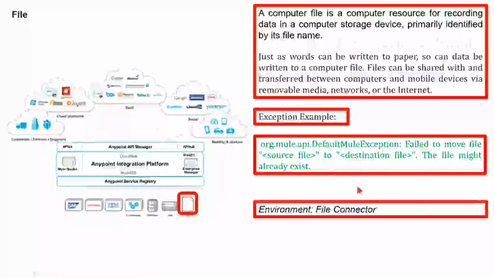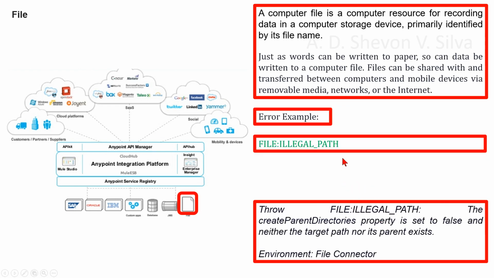As an exception example, we can consider this one occurred in the environment with file connector: org.mule.api.DefaultMuleException, failed to move file source file to destination file. The file might already exist. As an error example, we can consider FILE:ILLEGAL_PATH in the environment with file connector. This is when the create parent directory property is set to false, and neither the target path nor its parent exist.